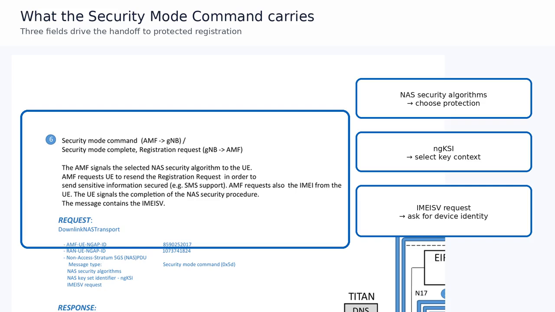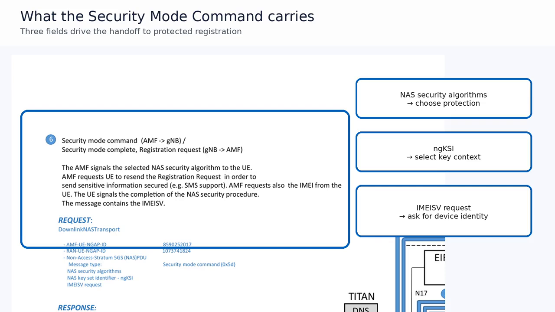If the key identifier did not match, the UE and network would not agree on the same security state. Another key field is the IMEI ISV request. The page says the AMF requests the IMEI from the UE and notes that the message contains the IMEI ISV. This is a reminder that the procedure is not only about encryption, it is also about identity handling, device checks, and policy decisions that depend on secure transport. That is why the diagram places EIR, UDM, UDR, and AUSF nearby in the broader 5G core context.